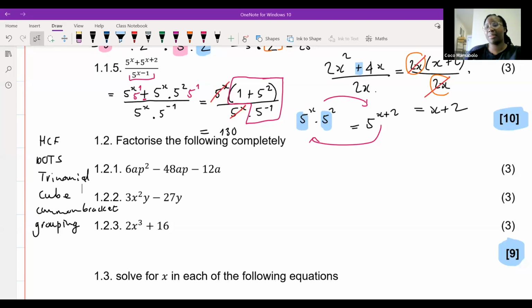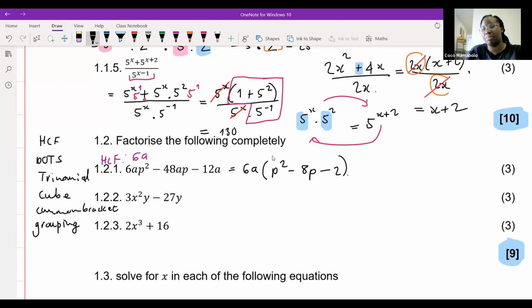All right, peeps, that's time. Let's start looking at this first one over here. The first one that we would factorize needs HCF. I can tell that the HCF over here is going to be 6a, so I need to take 6a out as a common factor. So 6a, open brackets, and I'm going to end up with p squared minus 8p minus 2. And that's all we would have.